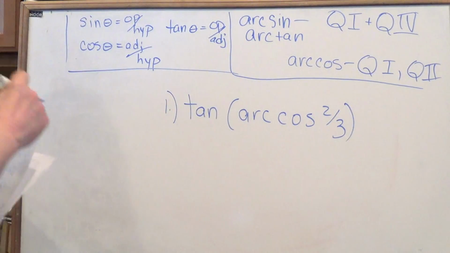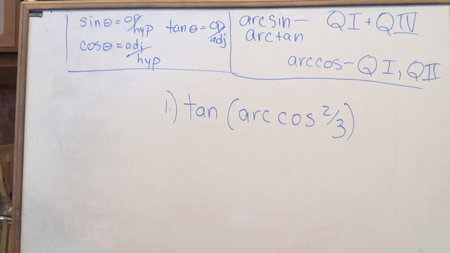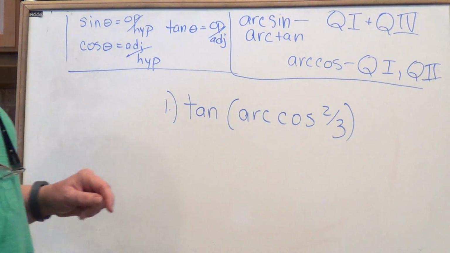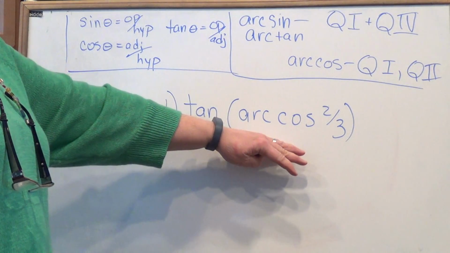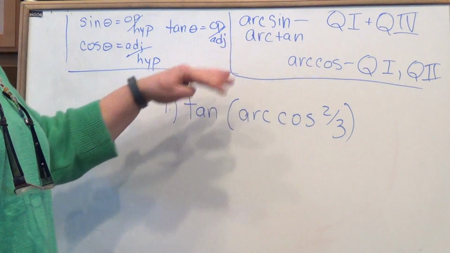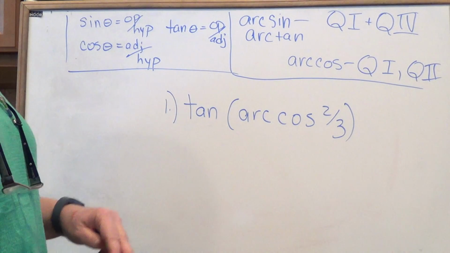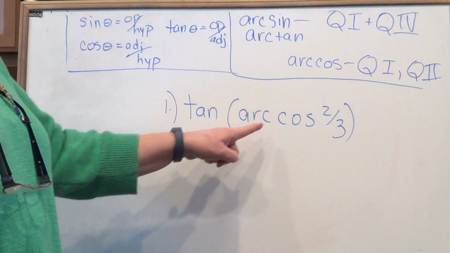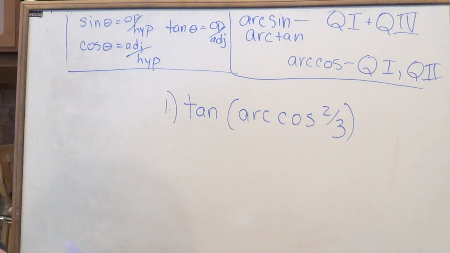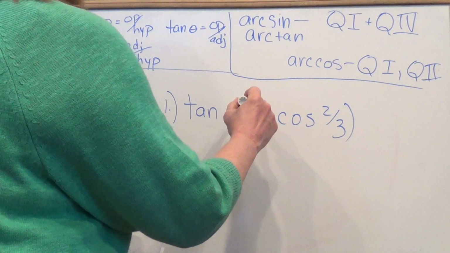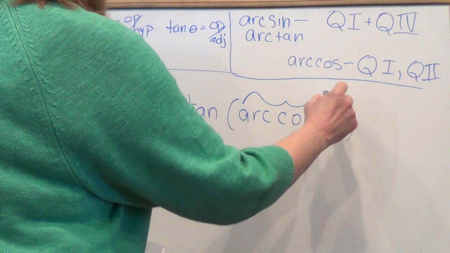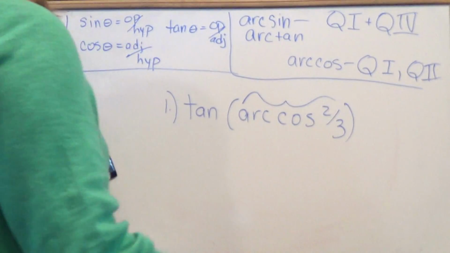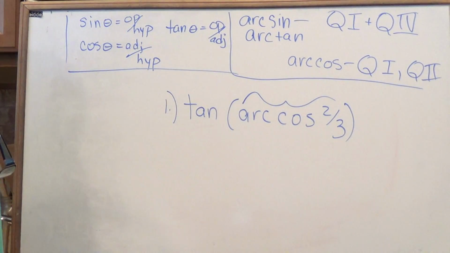All right. I was wondering, and I'm sure you were as well, how to combine these arc and inverse functions with regular trig functions. So here I'm asking you to find the tangent of the arc cosine of 2/3. And this is a lot easier than it sounds, so relax. All right. We're going to start in the inner sanctum. You know, we always go inside the parentheses to begin, so that's where we're going to start.